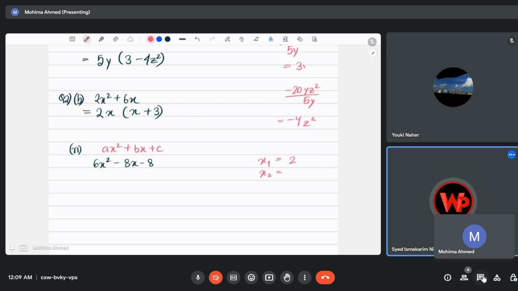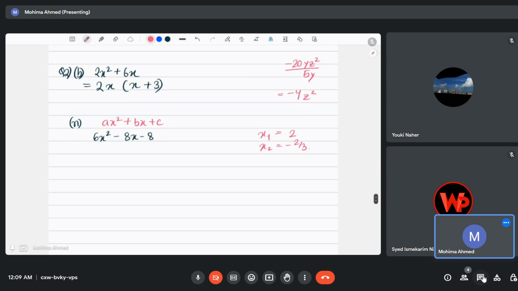Miss, the values are 2 and minus 2 by 3. Okay. So now in order to do the calculation or factorization, I know you both already know the process, but just for the sake of explanation again, we are supposed to split the middle term over here.